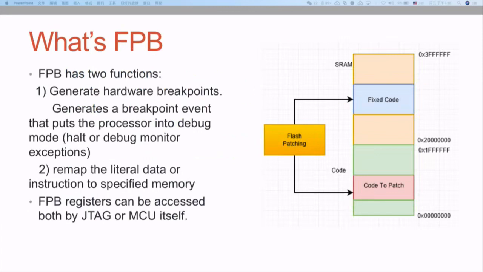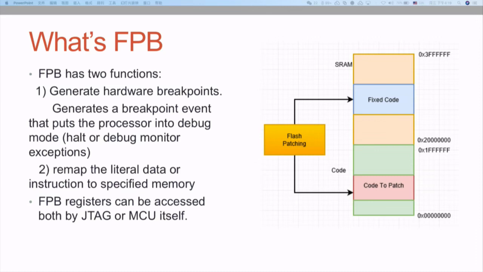The FPB is used to provide flash patch and breakpoints. Flash patch means that if an instruction accessed by the CPU matches a certain address, the address can be remapped to a different location so that a different value is obtained. Alternatively, the matched address can be used to trigger a breakpoint event.